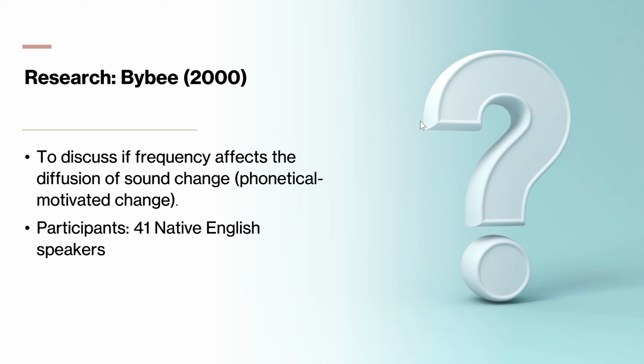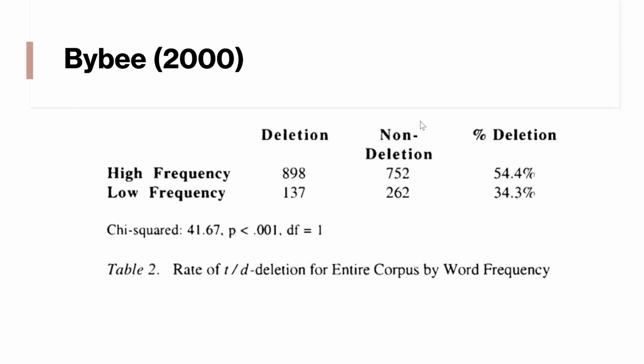And she used 41 participants, they're all native English speakers, to discuss if frequency affects the diffusion of sound change, and she reached the result that if the word has a high frequency, they're more likely to show deletion than the ones with low frequency, as the table shows. Word frequency is a significant factor in the variation in t and d deletion.